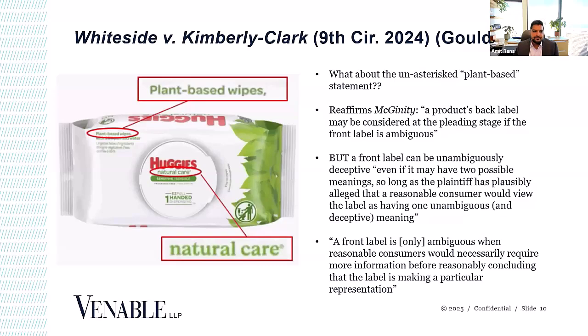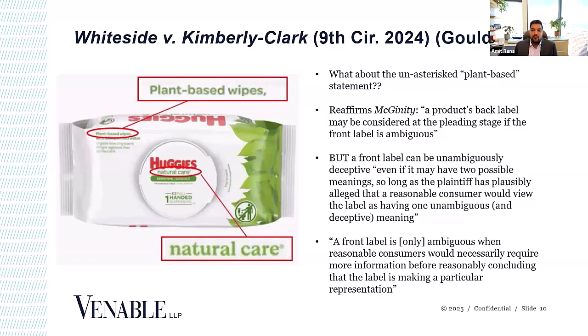And so it changed the idea of what ambiguity is in my mind. While it confirmed that the back label can be considered if the front label is ambiguous, it said that a front label can be unambiguously deceptive even if it may have two possible meanings, so long as a plaintiff has plausibly alleged that a reasonable consumer would view the label as having one unambiguous and deceptive meaning. And if you have to take a double take on that, you're probably not alone. The most obvious and commonly understood concept of ambiguity means more than one plausible meaning. But the court here is saying that's not enough to find ambiguity.